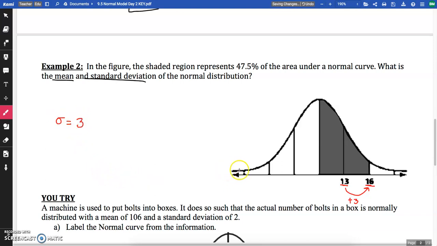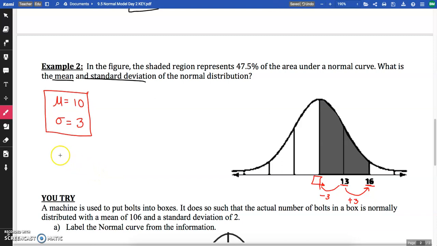Now I need to find the mean. So let's think about where the mean is on the normal curve. Okay, so the mean is right in the middle. So I just need to move one more to the left. Now, when I'm moving to the left on the normal curve, I'm going to subtract a standard deviation. So 13 minus 3 gives me a mean. So again, here's my symbol, 10. You can write the word mean, that's fine.